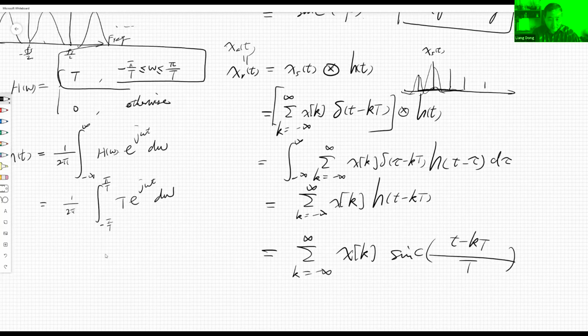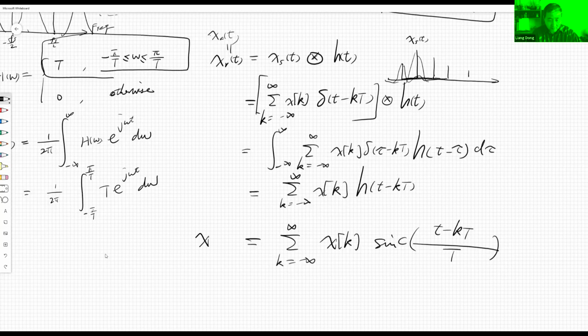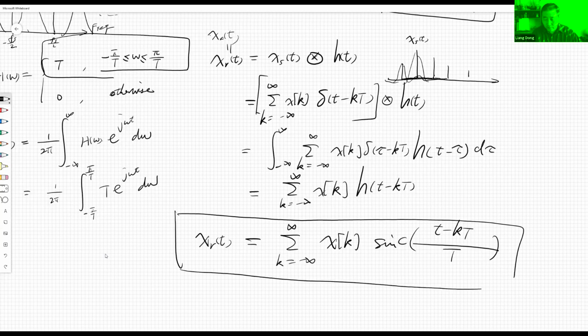So let me write it here. This is the reconstruction formula. Maybe you'd like to write it down, but all we need to remember is that this is a convolution: each point is multiplied by the sinc with some delay, and then we sum it together, and we have the reconstructed signal.